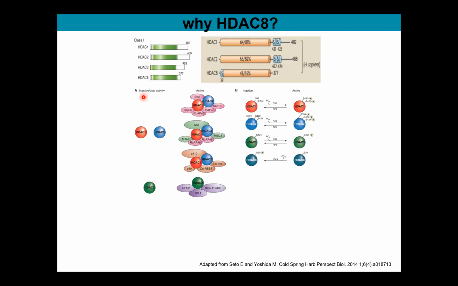On the other hand, HDAC 1, 2, 3 either show low activity or are inactive in isolation, and they show very high activity when expressed in the co-activator complex, while HDAC8 is very active in isolation. HDAC 1, 2, and 3 become active upon phosphorylation, while HDAC8 becomes inactive upon phosphorylation.